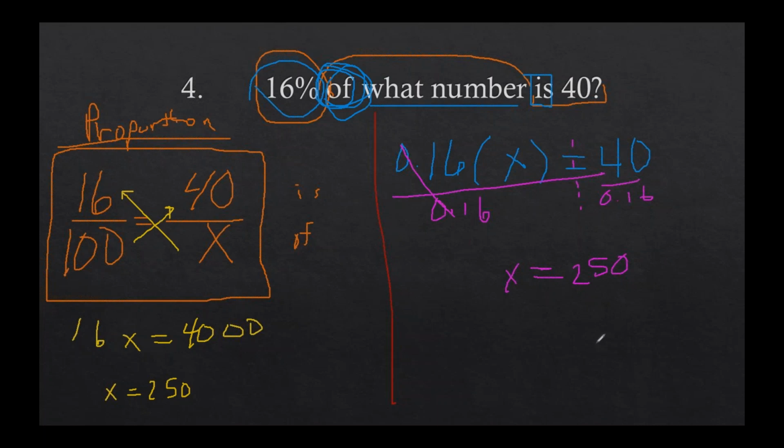I often find that a lot of students will do a combination of equations and proportions depending on the problem. Some story problems I think are easier to do with proportions, and some problems like this are easier to do with equations. So it really is however you prefer to do the problems.